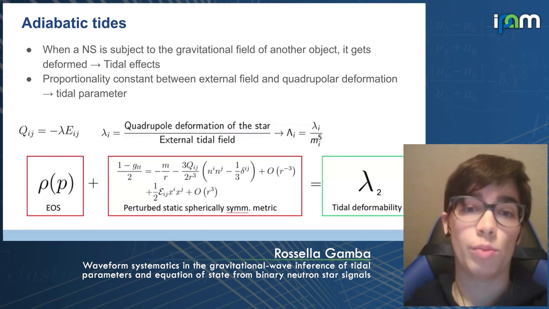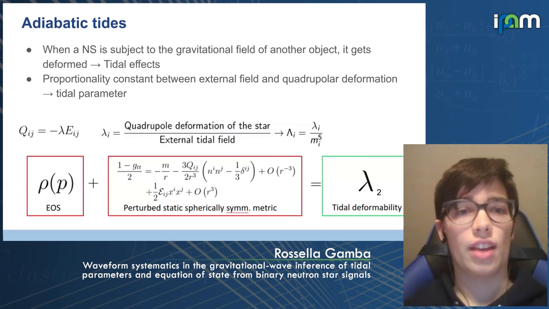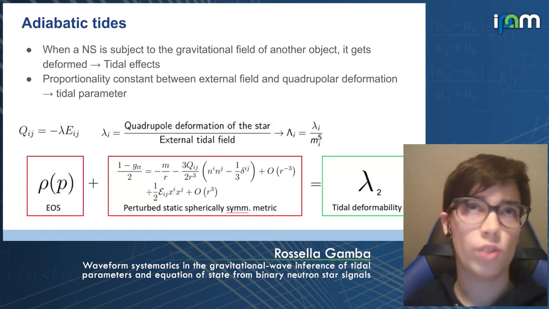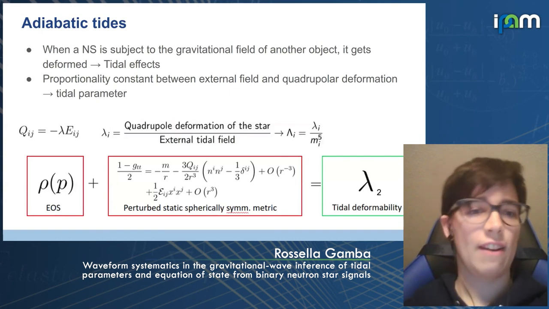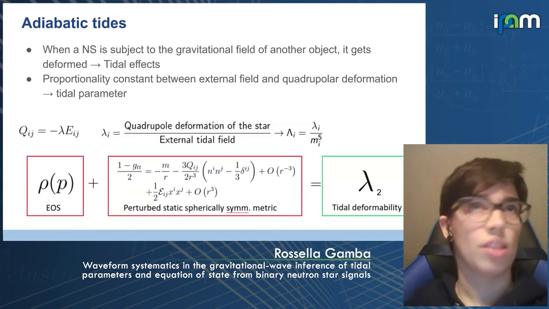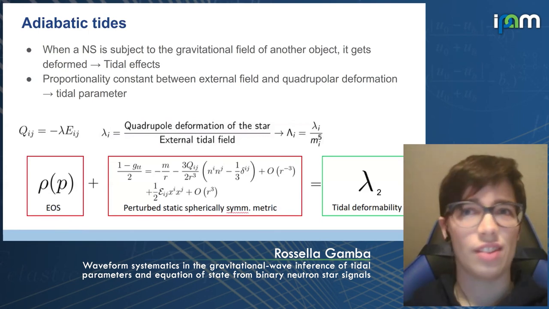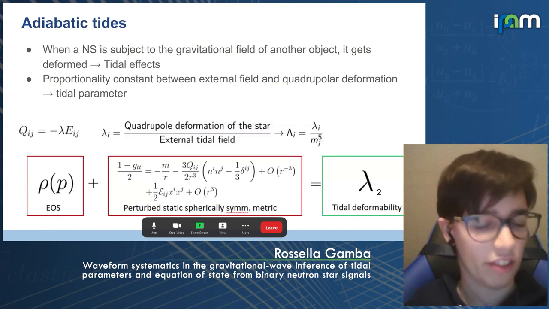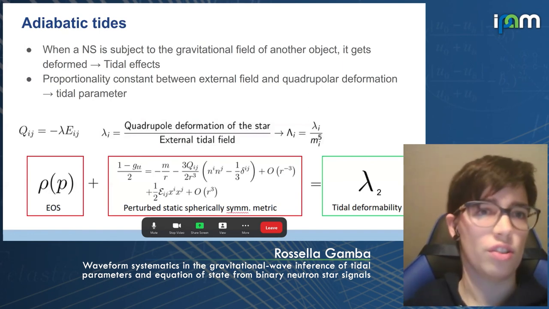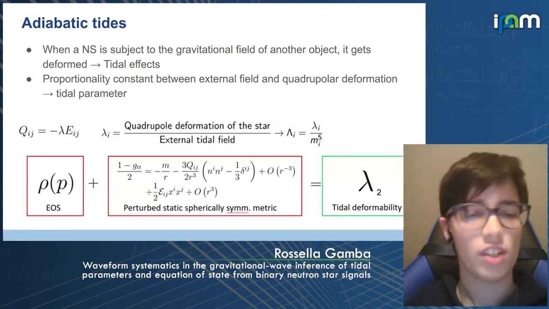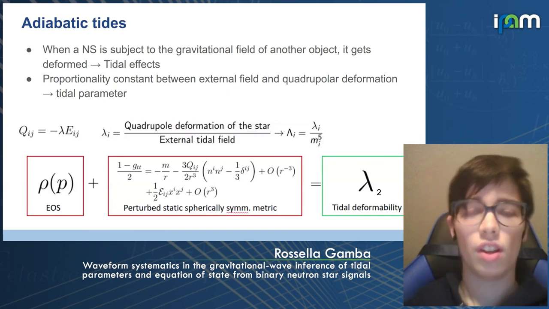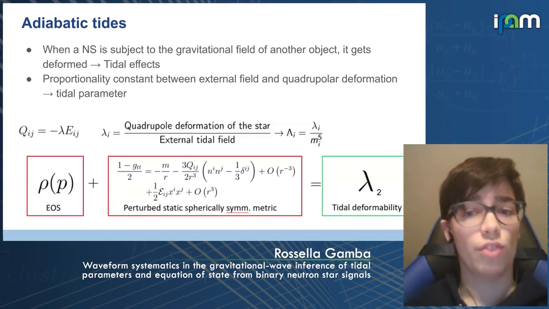You can think of the moon and the sea, for example, of the Earth. The proportionality constant between the external field and the quadrupolar deformation is called the quadrupolar tidal parameter, and we usually refer to it as lambda 2. And this is an equation of state-dependent quantity. So if you have some nuclear astrophysicist friend who comes to you and tells you, okay, I've cracked it, I know the equation of state of neutron stars, he will give you some pressure-energy density relation or vice versa, and then you will take it and solve some more or less complex equation and obtain a number for this tidal deformability.